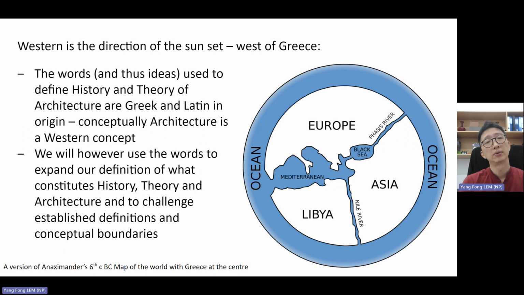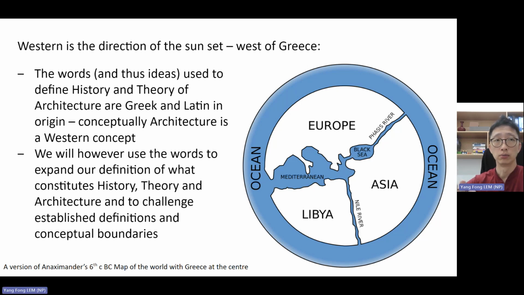Okay, so the words, ideas become words, right? So the words, and thus ideas used to define the history and theory of architecture, they are Greek and Latin in origin, right? Because conceptually, architecture is actually a Western concept. So we will use the words to expand our definition of what constitutes history, theory, and architecture, and if possible, to challenge the established definitions and conceptual boundaries, right?